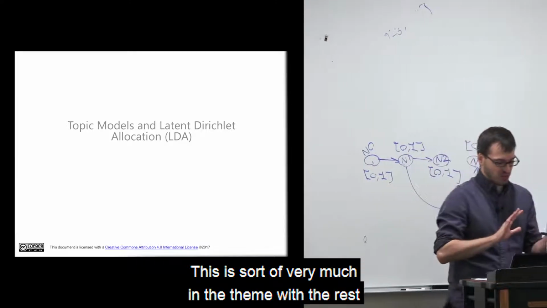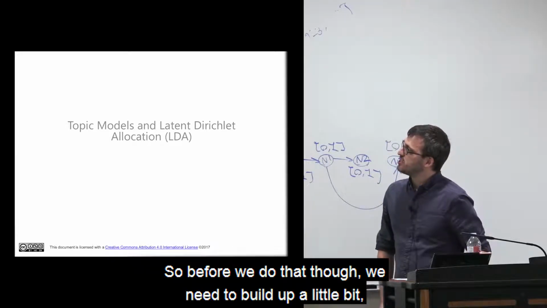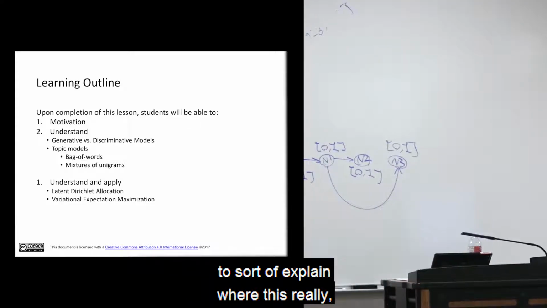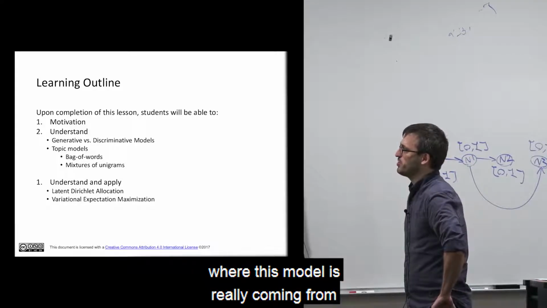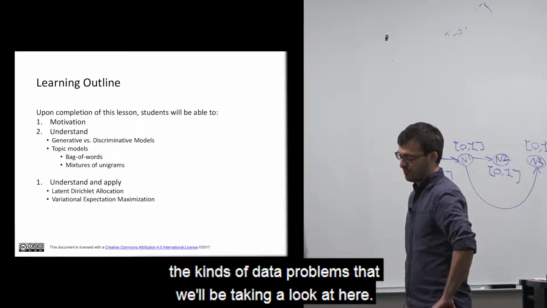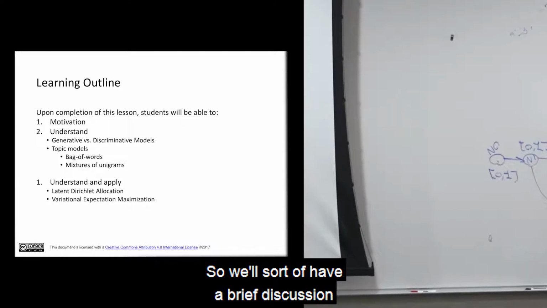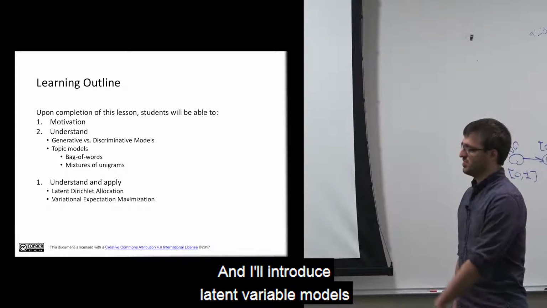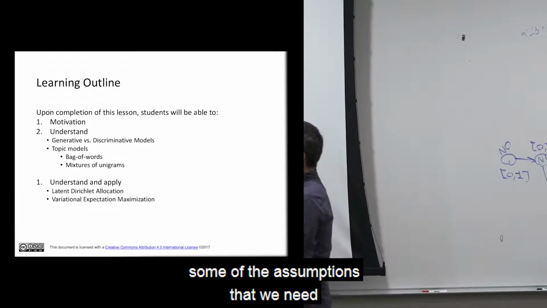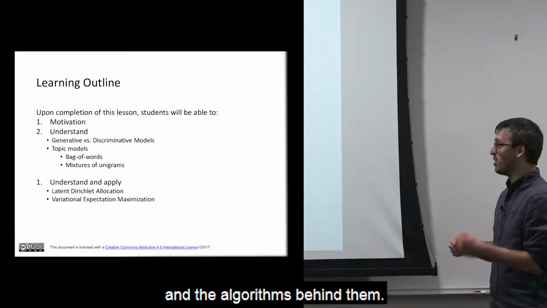This is very much in the theme with the rest of the workshop, which is really focusing on text and data analysis. So before we do that, though, we need to build up a tiny bit more background on probabilistic modeling to explain where this model is really coming from and why we would need such a model to handle the kinds of data problems that we'll be taking a look at here. So we'll have a brief discussion of what we call generative versus discriminative models, and I'll introduce latent variable models, which we haven't touched on yet. Then I'll introduce topic models, some of the assumptions that we need to make them work in practice. Then finally, explain a bit how one actually applies them and the algorithms behind them.